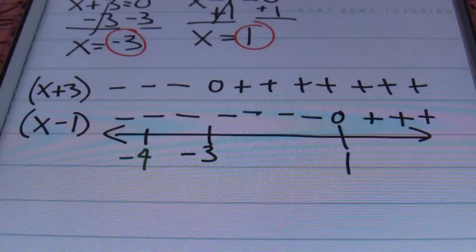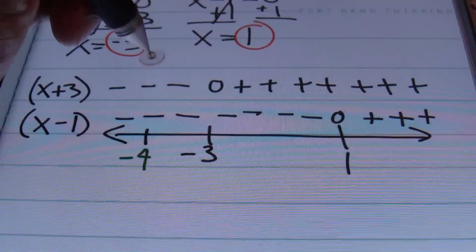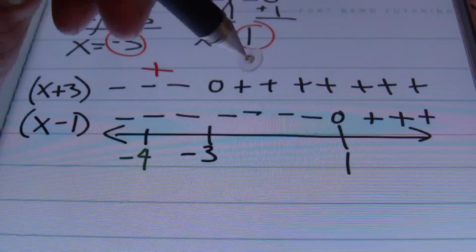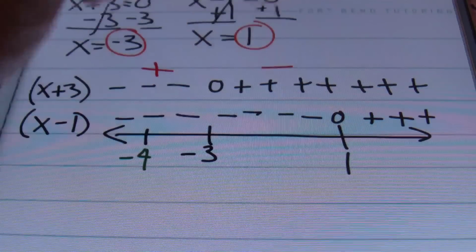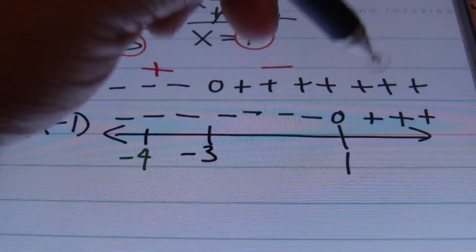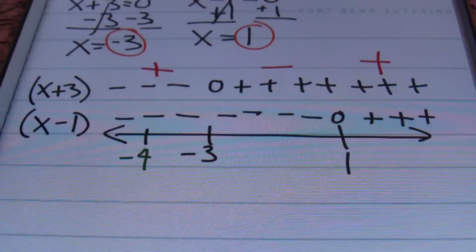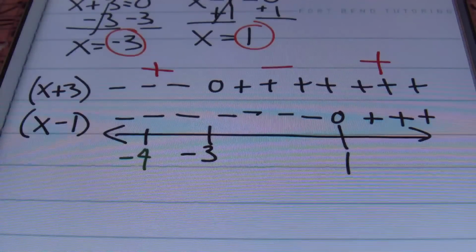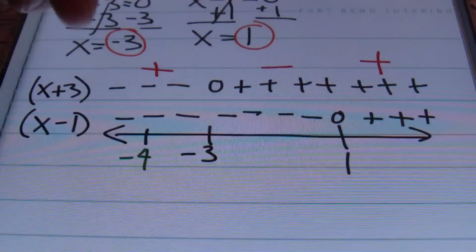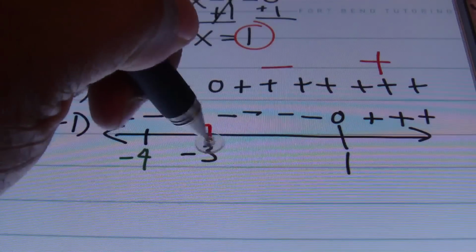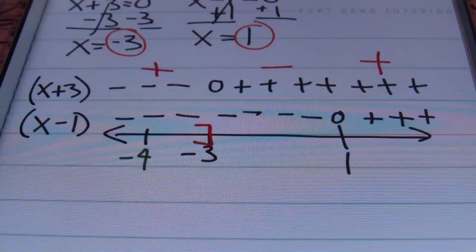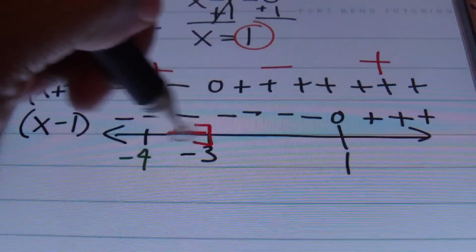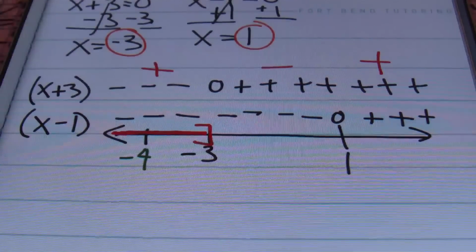So here we are. We have a negative times a negative, which is a positive result. We have a positive times a negative, which is a negative result. And we also have a positive times a positive, which is a positive result. Remember, we're looking for positive results here on this number line. Therefore, I know that up until I get to negative 3 and including negative 3, I'll have positive results. So I'll be shading to the left here, just like that.